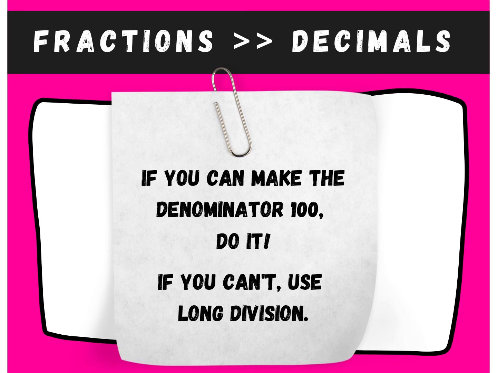So remember, if you can make the denominator into a number that is a place value like a 10, 100, or 1,000, do that. That's the easiest way to convert a fraction to a decimal. If you can't, a standard way that works for every single problem is to use long division. Remember that the top number goes in the box, the bottom number goes out of the box.